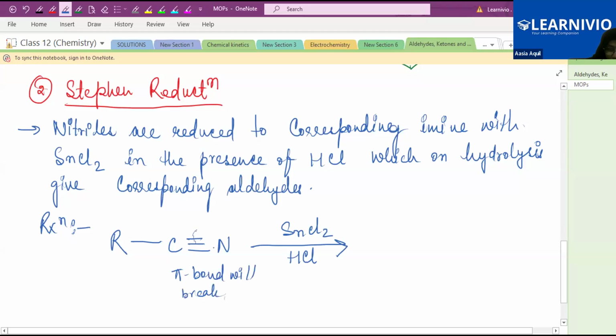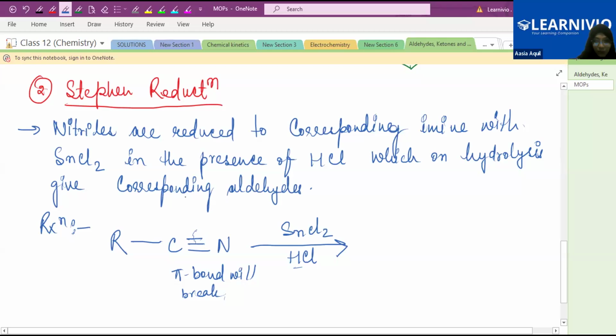Okay, and what are you supposed to do? One hydrogen goes to nitrogen, and one to the carbon, because you are just doing the hydrolysis here with this SnCl2 plus HCl combo. You know very well this is a reducing agent, it reduces. And how does it reduce? By addition of hydrogen. Addition of hydrogen happens here.